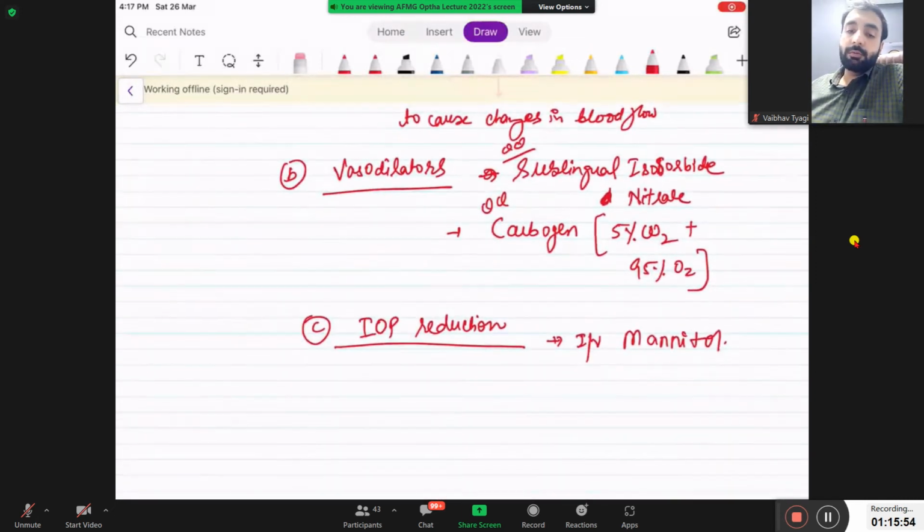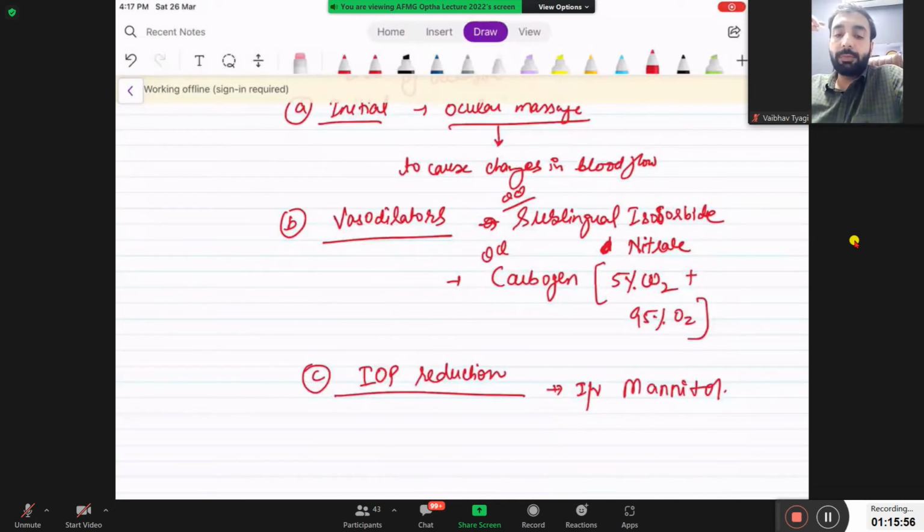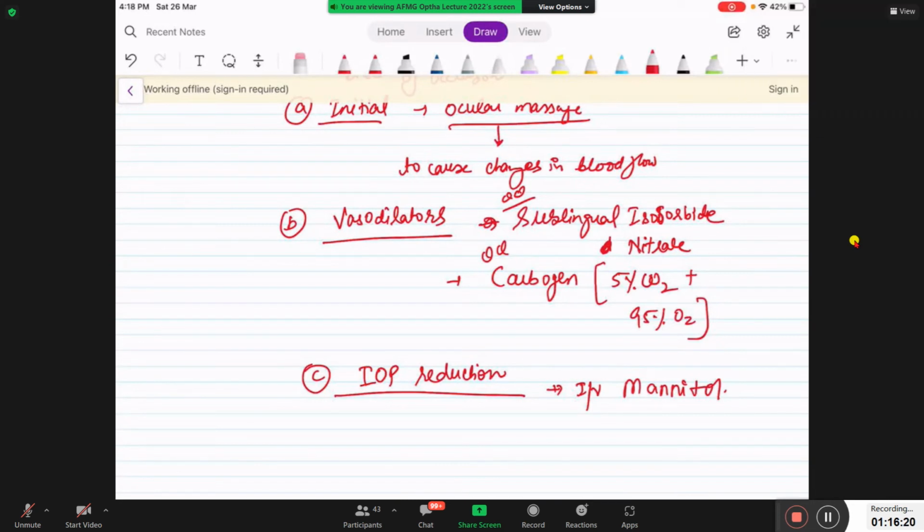RAPD: when you throw the torchlight on the pupil of a patient with CRAO, instead of constricting, it will dilate. This means it has a relative afferent pupillary defect. Something is wrong with the nerve fibers. The other name of RAPD is Marcus Gunn pupil.